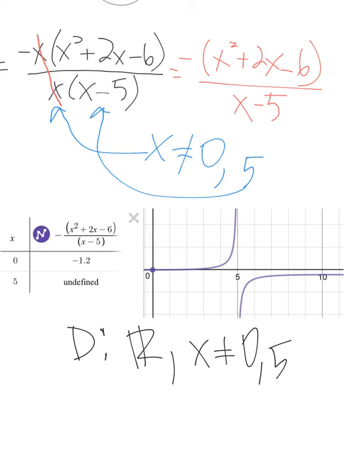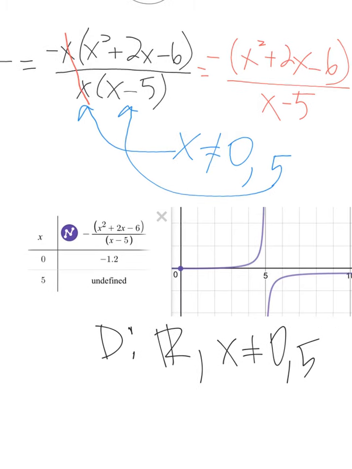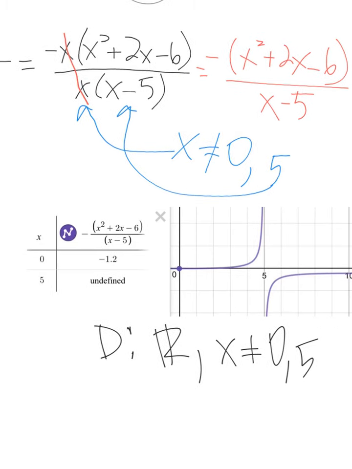The range, you just need to look at the spots where x can't equal, and so I pulled up the table. And so 5 was already undefined because it was underneath the answer. But because 0 canceled out, you can't equal -1.2 as well. So the range is going to be all real numbers where y can't equal -1.2.